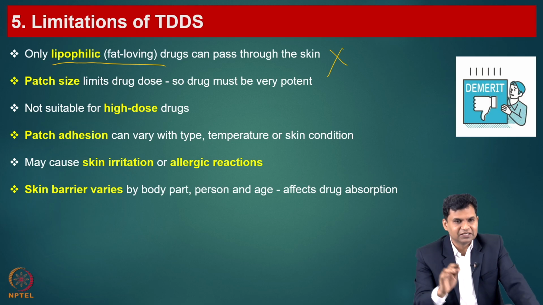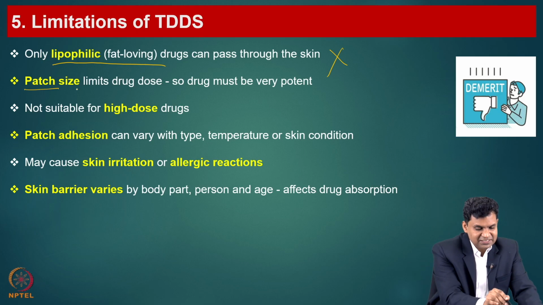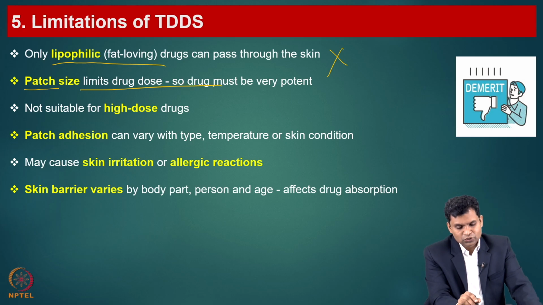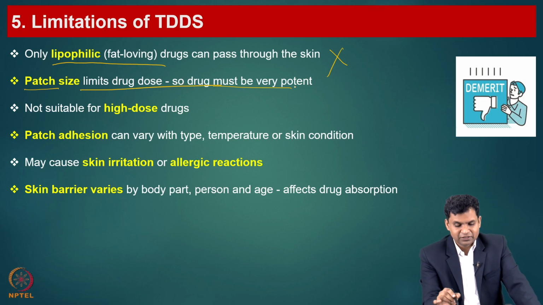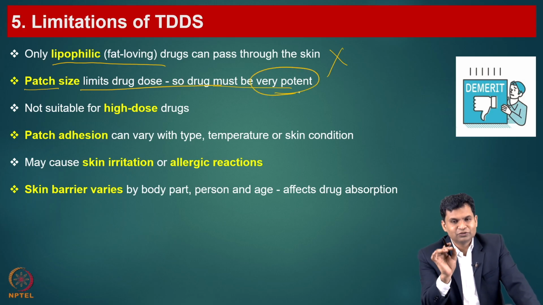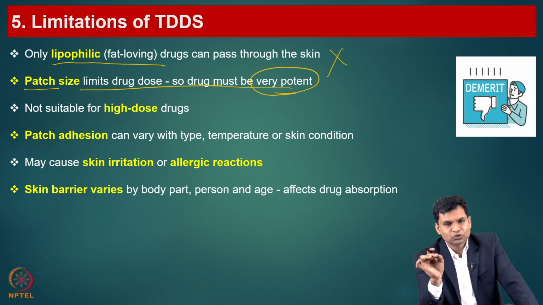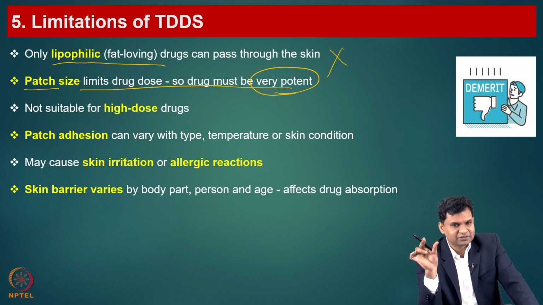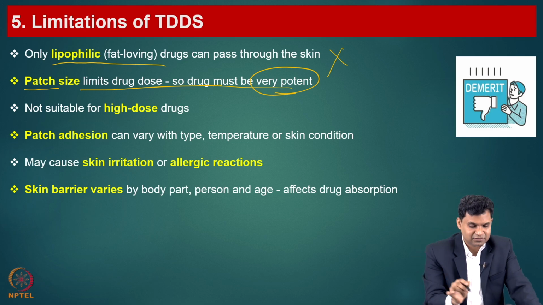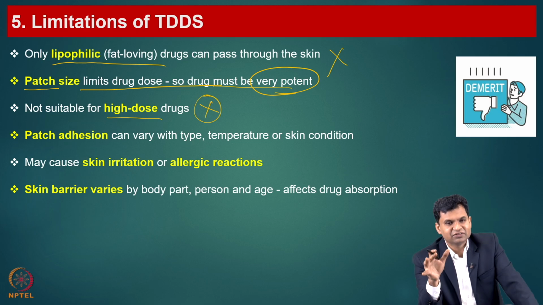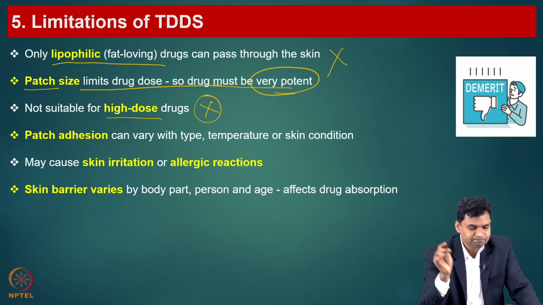Patch size limits the drug dose, so the drug must be very potent. Yes, this is a true point. You need to take potent drugs so that we can put in a very small amount of dose, because the patch size is limited. So, we need to consider that, and this cannot be done for drugs which have a high dose.